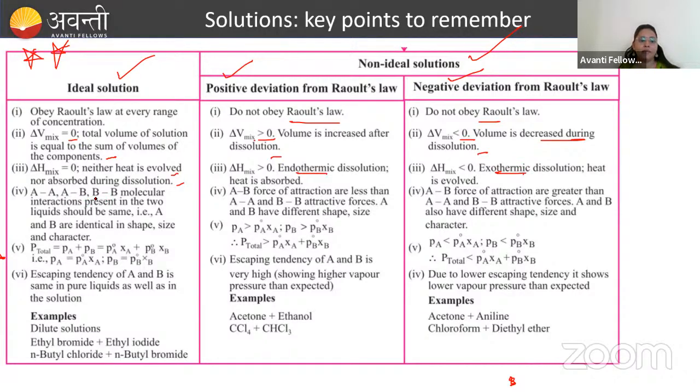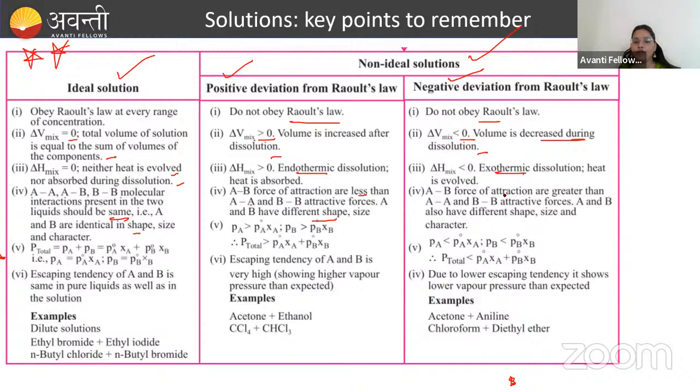AA, AB, or BB, any kinds of molecular interaction present in the two liquids should be the same, since molecules are of identical shape and size. But here what is happening? AB force of attractions are less than the AA and BB attractive forces because of their different shapes and sizes.